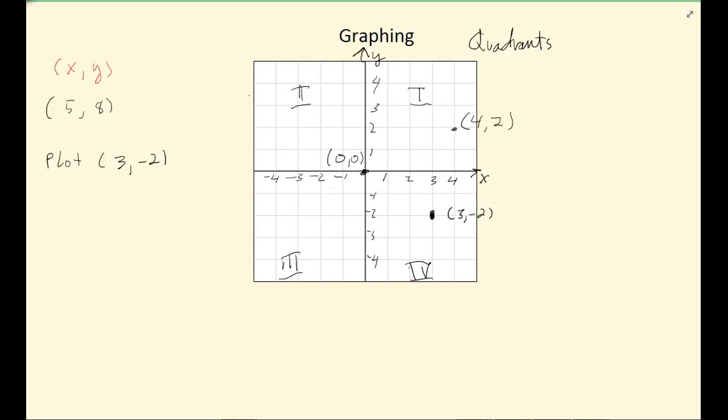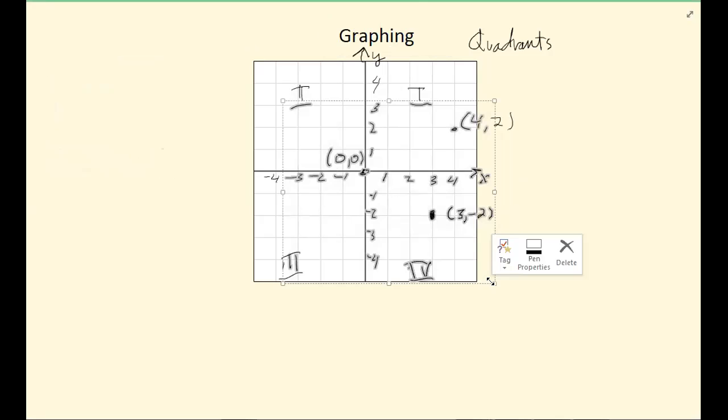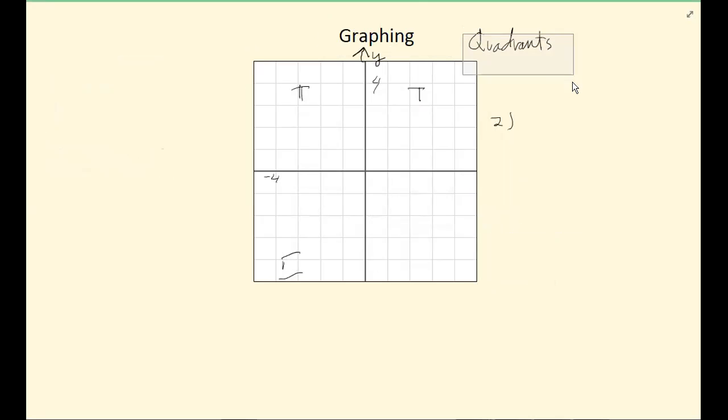I think that would probably be good for now. And I'm going to clear off some of this stuff here now and make some room for some other things.